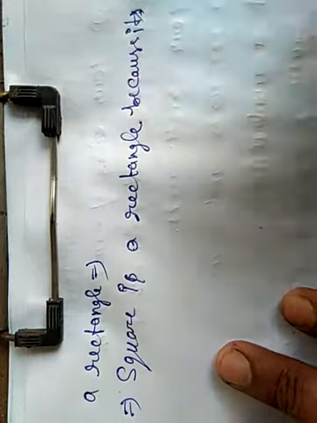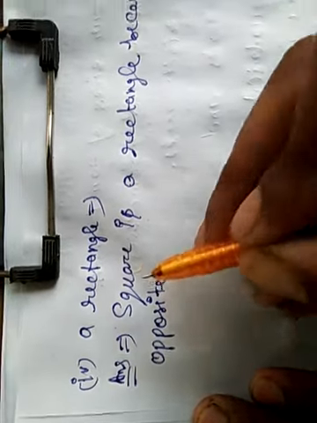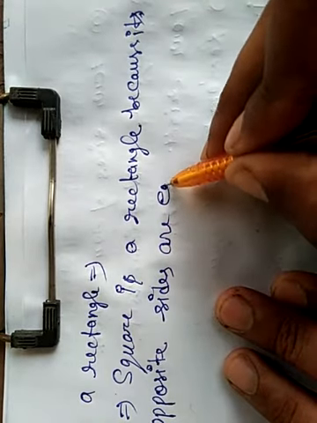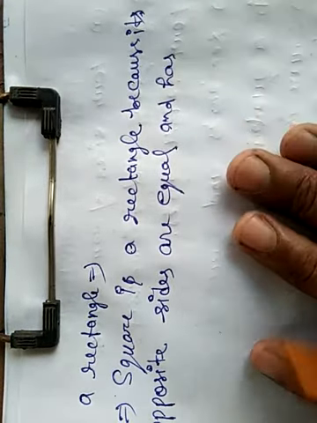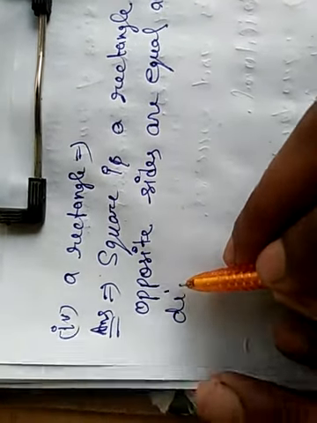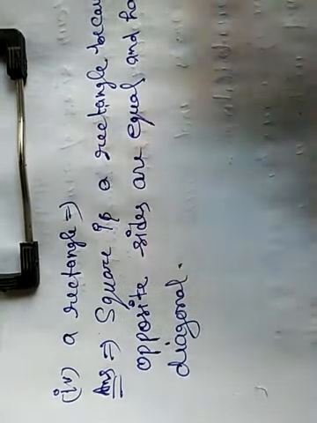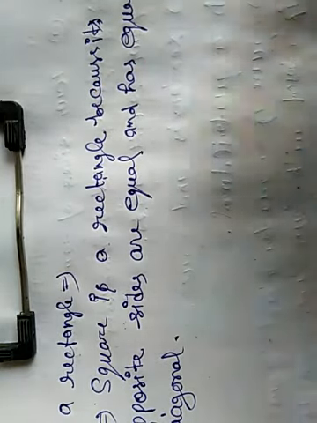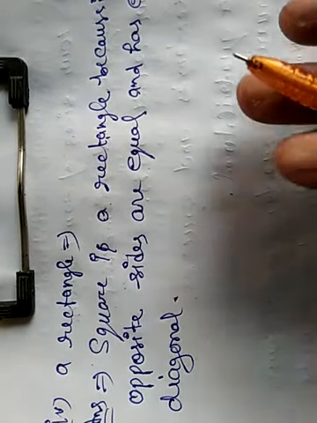its opposite sides are equal and it has equal diagonals. Square is a rectangle. Square क्या होगा हमारा, रेक्टेंगल होगा. Because its opposite sides are equal. You know very well, opposite sides equal होती हैं, इसमें बराबर होती हैं. And has equal diagonals, और डायगोनल्स भी क्या होते हैं, इक्वल होते हैं. Clear students in this question.